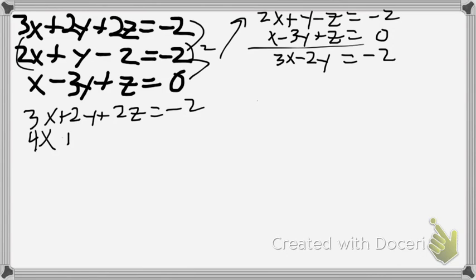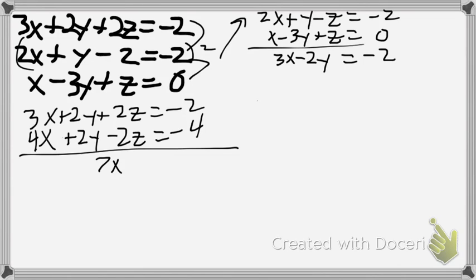So 3x plus 2y plus 2z equals negative 2. And then I'm multiplying that second one, the 2x plus y minus z equals negative 2, by 2. That's going to be 4x plus 2y minus 2z equals negative 2. Add those together, I have 7x plus 4y equals negative 6.